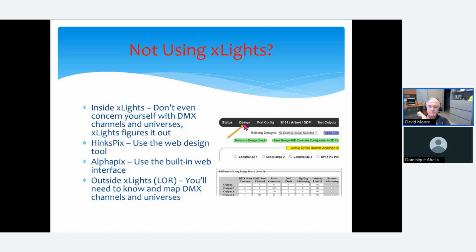xLights is multiple times better than this process, but this is just the process that's required because of interfacing with legacy devices with DMX universes. The AlphaPix also uses it, but it's very simplified. You can see, you just simply say output 1, universe something, channel, whatever, however many pixels, and you're good to go. We have videos on how to configure all these things. Again, we'll have a link at the end of the video.